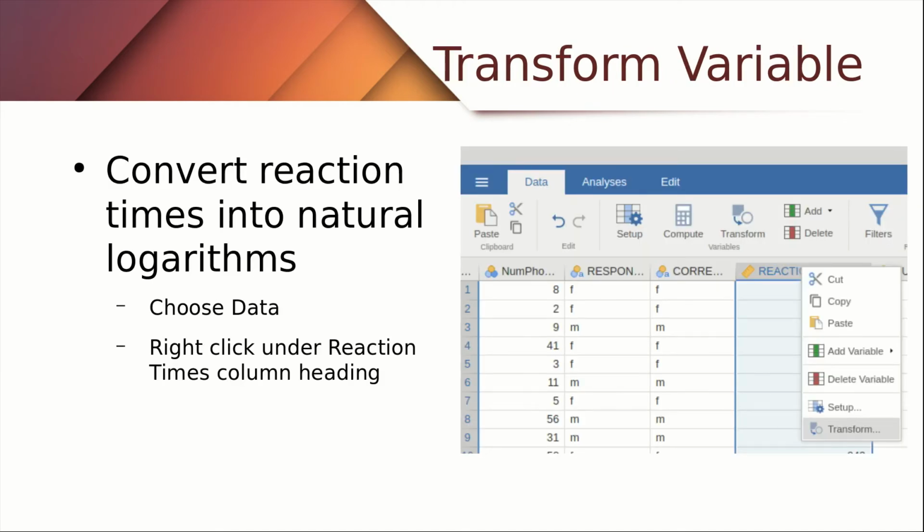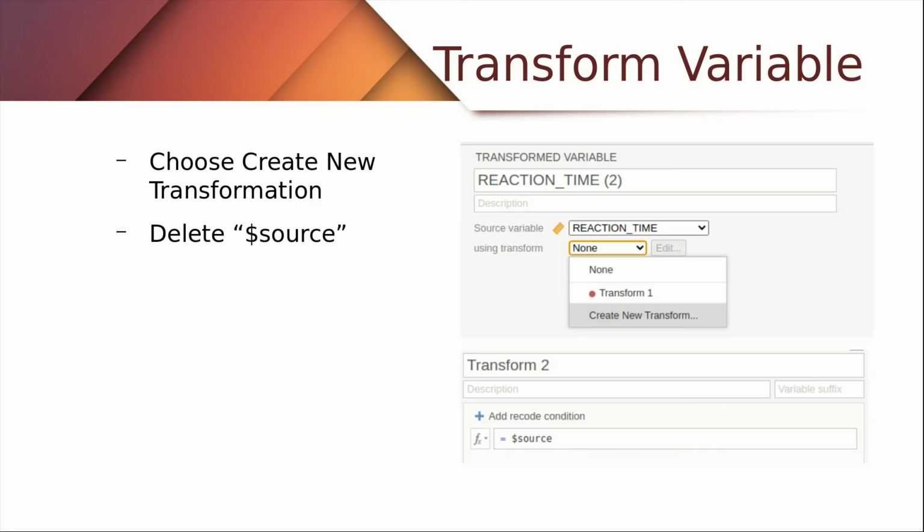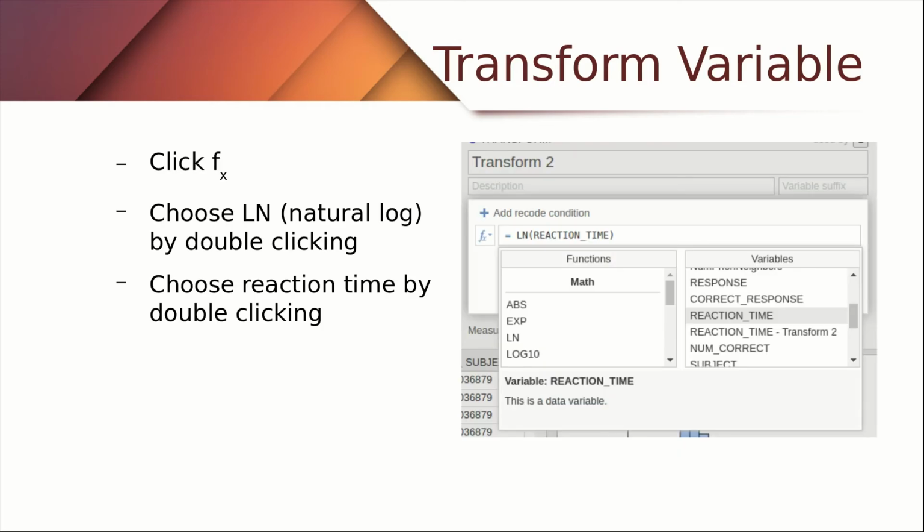We can convert the reaction times into their natural logarithms in order to handle problems with assumptions. This is a common transformation to do with reaction times. We can do this by choosing Data, then right-clicking under the Reaction Times column heading and selecting Transform. We then select Create New Transformation, and we delete the source. And then we double-click ln, which is the natural log, and then choose reaction time by double-clicking on it, and that sets up this new variable here.